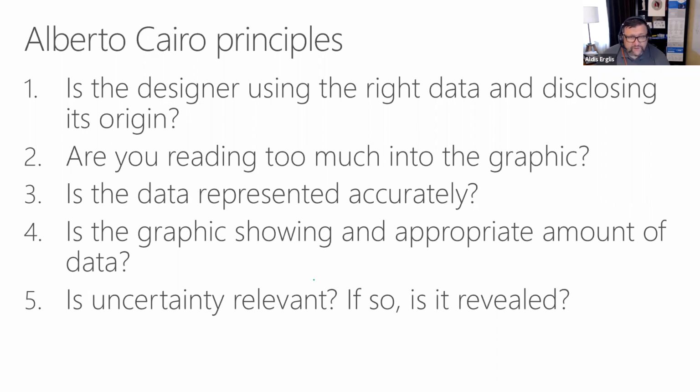And is the uncertainty level relevant? We understand that we are working with shady data, with fuzzy data. So how do we show it? How do we show this fuzziness? Are we saying it's approximately this or approximately that, or exactly this or that? So it's very important.